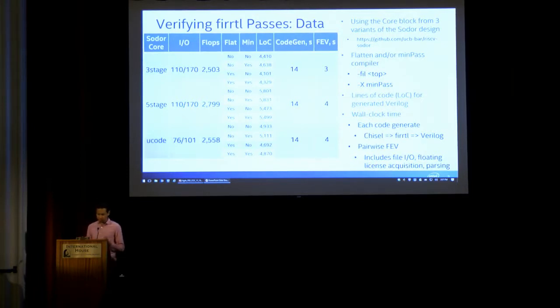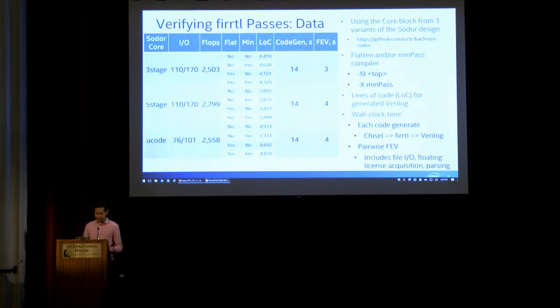And then I'm recording two time numbers here. One is code gen, which is invoking SBT, going from Chisel to Firrtl and Firrtl to Verilog, and flattening it if necessary, or doing this min pass if necessary. And the other is doing a pairwise FEV on the resulting Verilog code. And this includes things like reading in the Verilog, getting a floating license from somewhere, and also parsing it. So this is wall clock time.